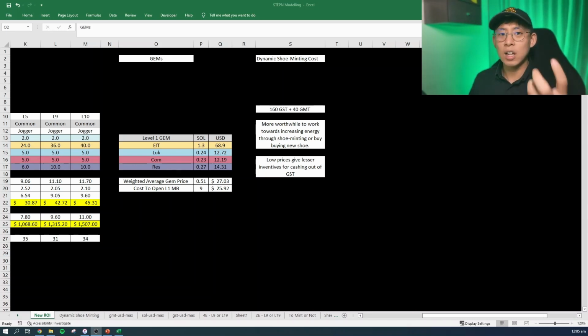I do think that the lower prices also give a lesser incentive for people to cash out their GST because the prices of GST is really not that high. Instead, they might be incentivized to use this GST back in the app to perform in-app functions, including shoe minting or leveling up their shoes.